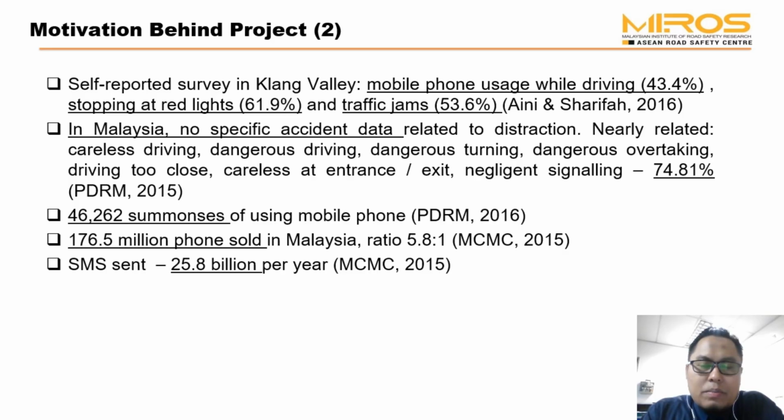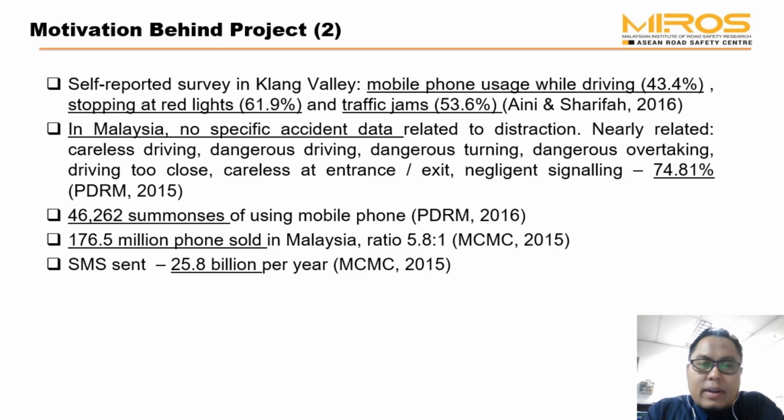In Malaysia, there is no specific accident data in terms of types of faults related to distractions. Nearly related are careless driving, dangerous driving, dangerous turning, dangerous overtaking, driving too close, careless at entrance or exit, and negligent signaling, with a total of about 74.81%. There were about 46,262 summonses for using mobile phones recorded, with an average of 126 summonses per day.